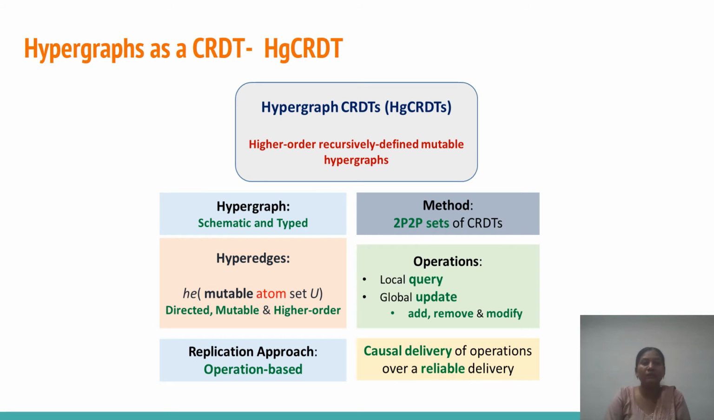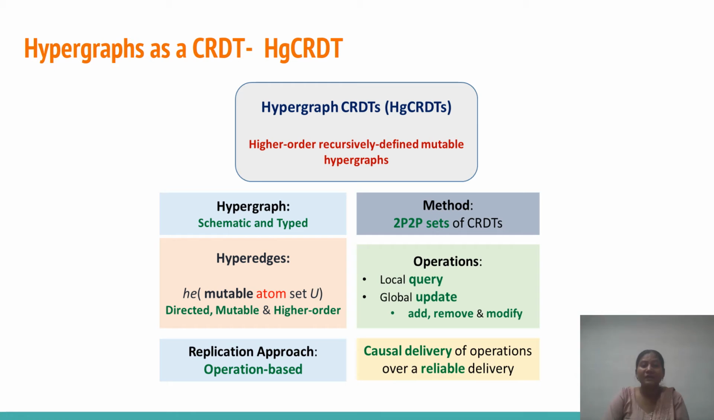Now let me explain the design of our HgCRDT. HgCRDT involves higher order recursively defined mutable hypergraphs that are schematic and typed. The hyperedges are directed, higher ordered and mutable. And we employ operation based replication in our design, and so we use CmRDT based specification that can be used in case of working with a large database, such as for large bibliographic data set applications.